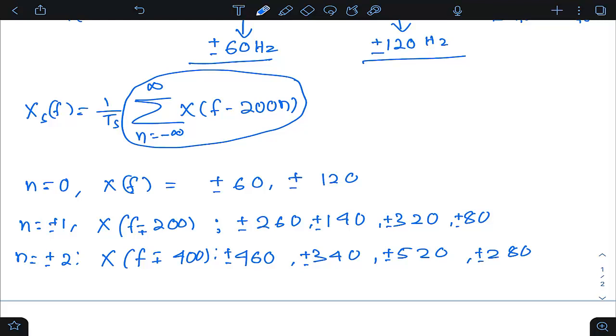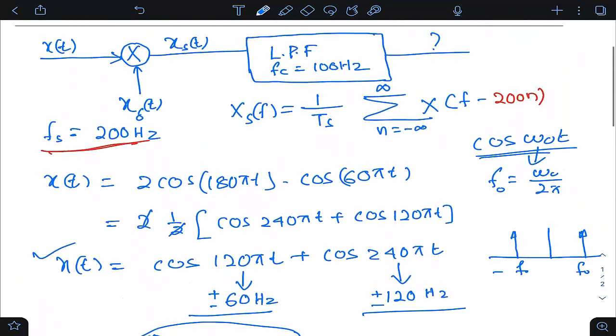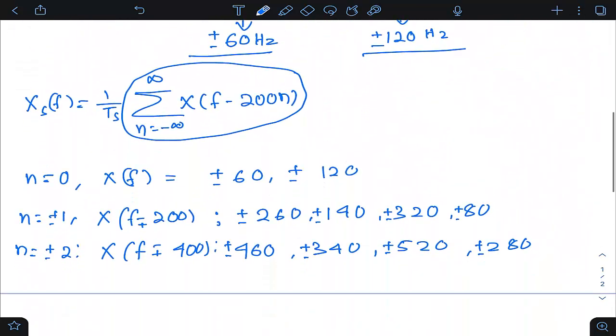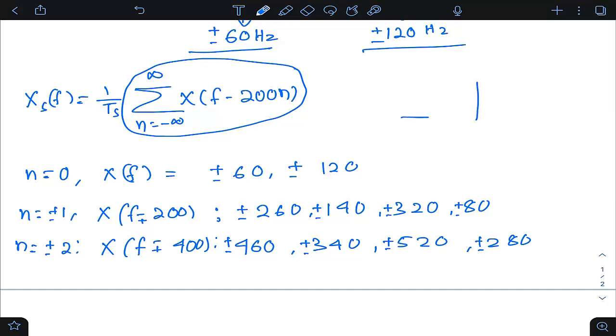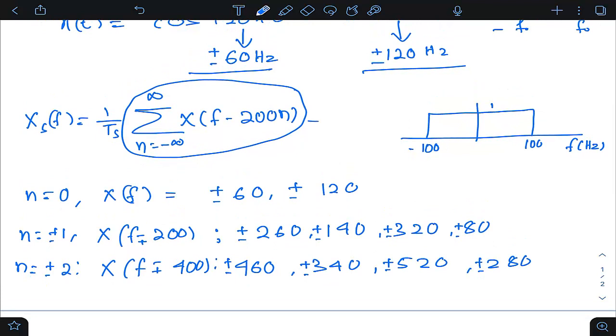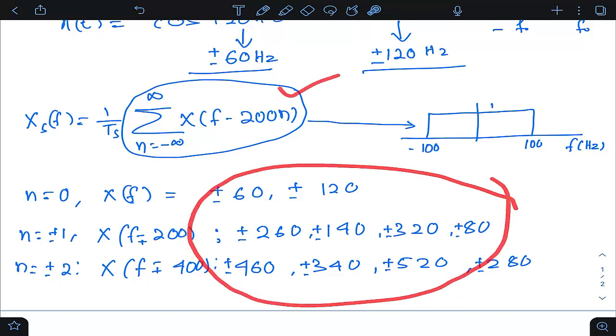So do I need to proceed further? I don't need to proceed further. Why? Because I know my low pass filter has a cutoff frequency of 100 Hz. So how does the low pass filter look? If you draw its frequency response characteristic, it is from minus 100 to 100. This is your f in Hertz units, and this is your 1. So basically, this is the signal which is given to this low pass filter, and the frequencies this signal contains are all of these, and it is actually infinite.